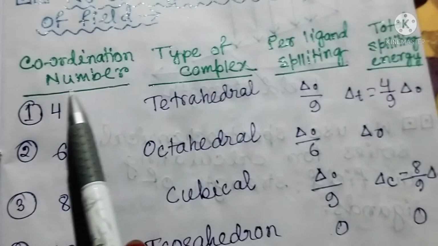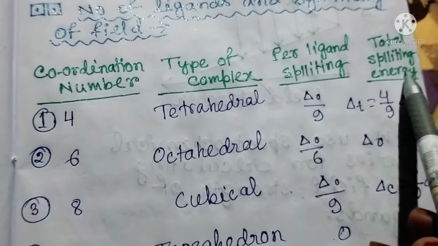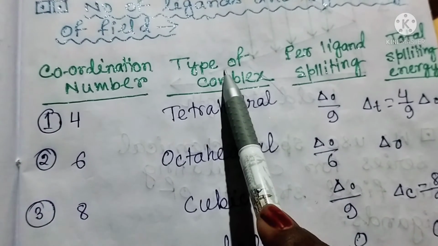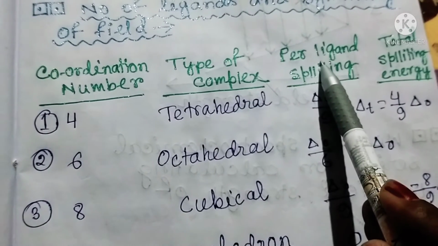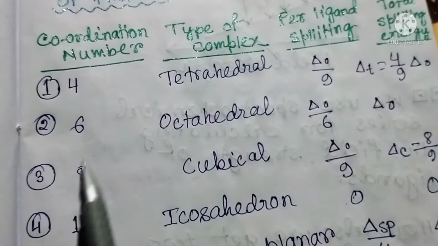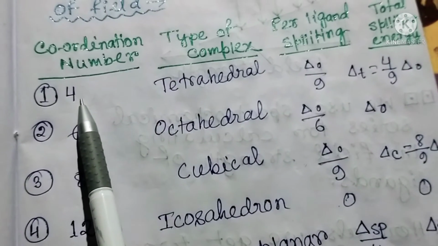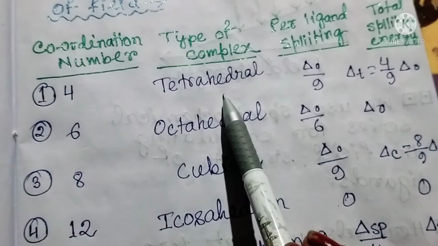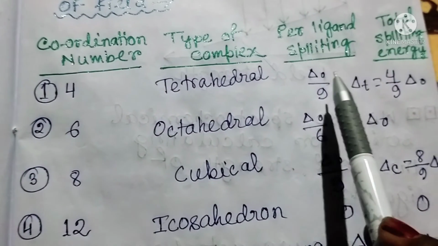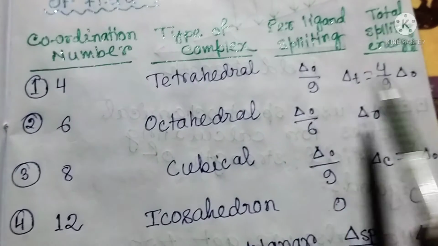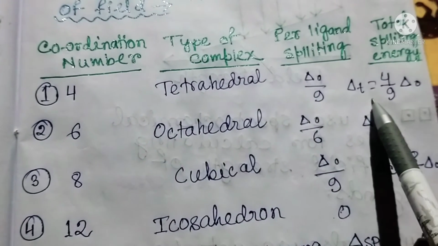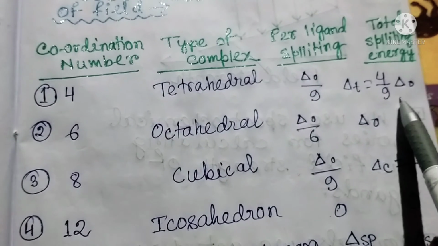Let's see here. We take 4 columns. This is coordination number, this is type of complex, this is per ligand splitting, and this is total splitting energy. Now, when coordination number is 4, the type of complex is tetrahedral and per ligand splitting is delta O by 9, and total splitting energy is delta T equal to 4 by 9 delta O.